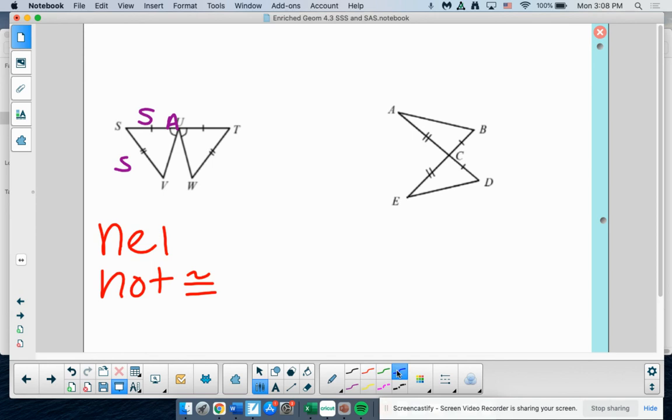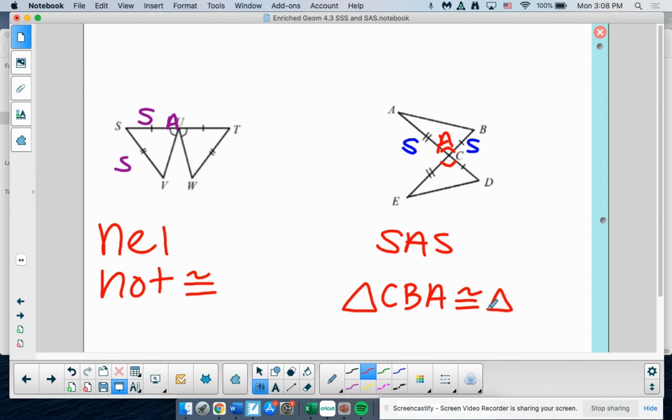All right, and then our last one here, if we go around, I have a side marking, and I have another side marking. So that's all I have. However, you guys are very smart people. We notice that we have vertical angles here. So that would be an angle marking. And now do you guys notice how we have a side angle side? We can write our congruence here. So we can do triangle CBA is congruent to triangle CDE.